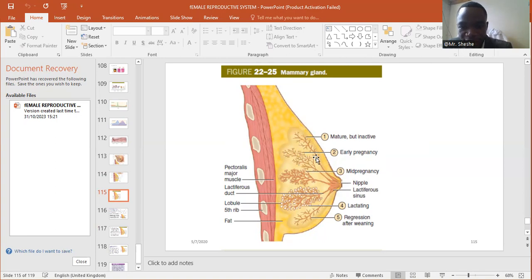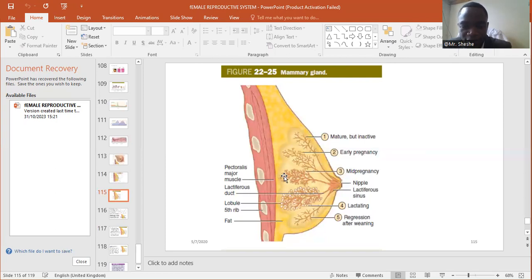Early pregnancy. At this stage, you find that the breast begins to feel a bit heavier for this woman. At the same time, the breast begins to feel tender because it's now being stimulated by the hormones of pregnancy. So this is a breast in early pregnancy. Now, observe this difference. This is now a breast in mid-pregnancy.